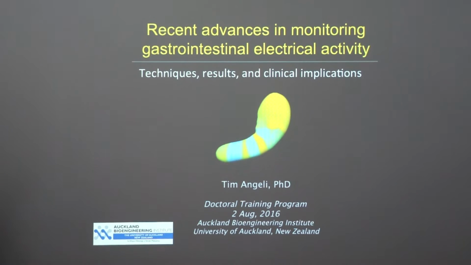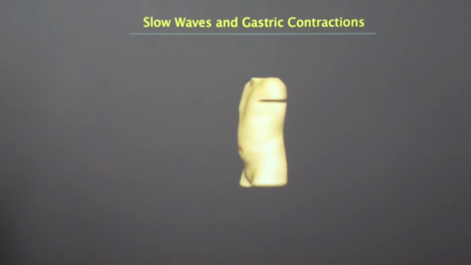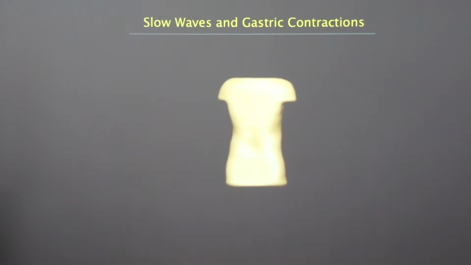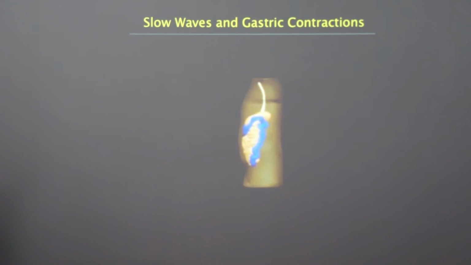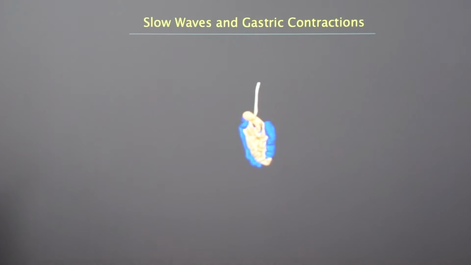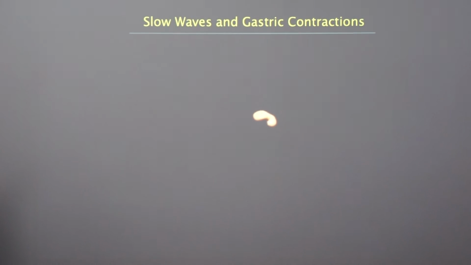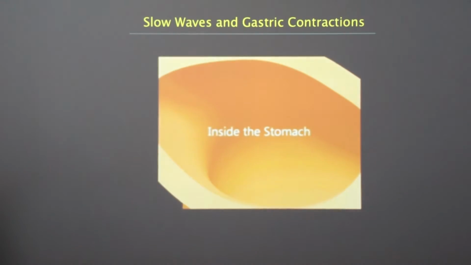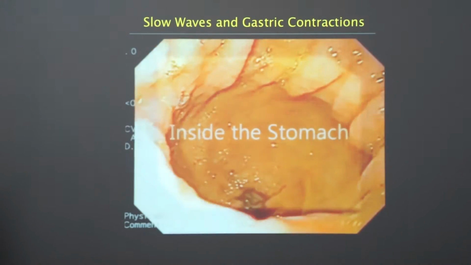So our group is primarily focused on gastrointestinal electrical activity, and that's important because each of the underlying contractions in your GI tract is initiated and coordinated by an underlying electrical event. So it's very similar to cardiac electrophysiology. We compare it to that a lot, where your heartbeat is initiated and coordinated by an underlying electrical wave.